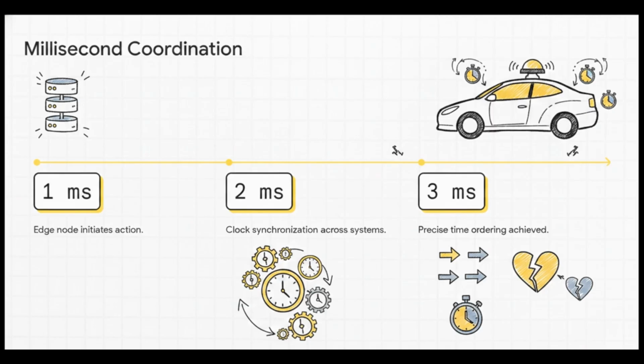And by millisecond 3, we achieve precise time ordering. Again, let's ask, so what? Well, if a self-driving car's sensors aren't perfectly synced down to the literal millisecond, the system doesn't know what happened first. To put that into perspective, at highway speeds, a car travels over an inch in a single millisecond. Without precise time ordering and clock synchronization, that car simply cannot function safely. We're talking life and death managed in fractions of a second.